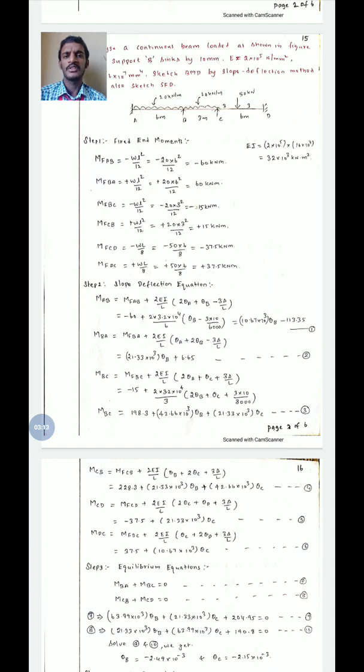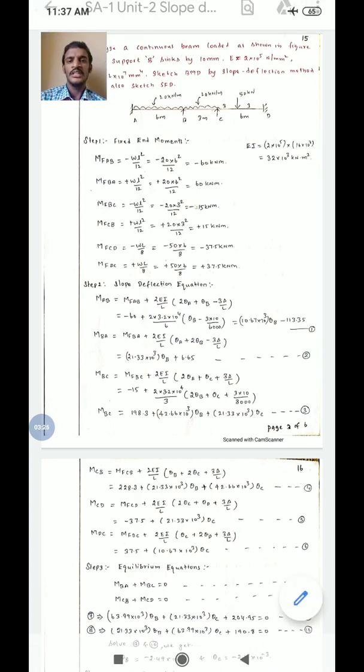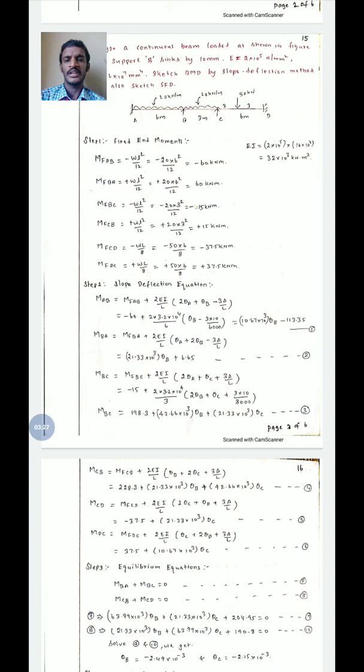Substituting all the values, we will get MFAB as minus 60, MFBA as plus 60, MFBC minus 15, MFCB plus 15, MFCD minus 37.5, MFDC plus 37.5 kilonewton meter.